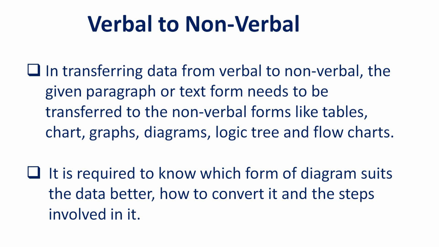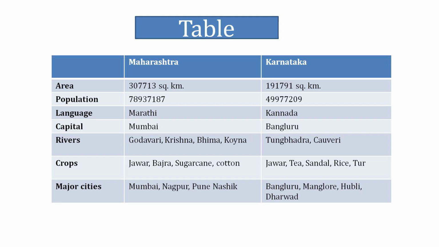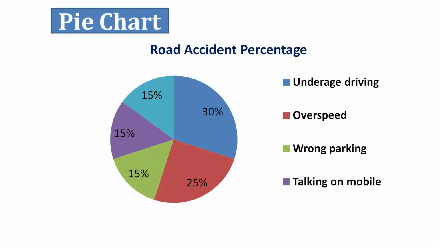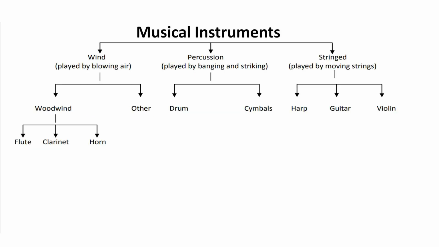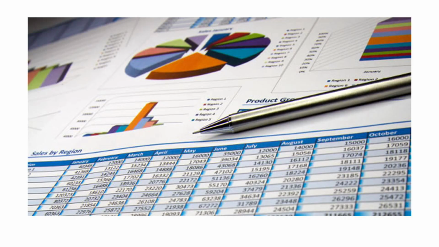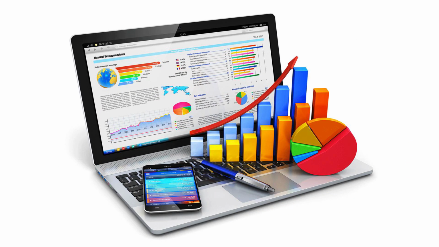In transferring data from verbal to non-verbal, the given paragraph or text form needs to be transferred to non-verbal forms like tables, bar charts or graphs, pie charts, logic trees, and flow charts. In this process, while converting the data into a diagrammatical representation, it is required to know which form or diagram suits the data better, how to convert the data, and the steps involved in it. This kind of representation of data is one of the vital aspects of reports and proposals.